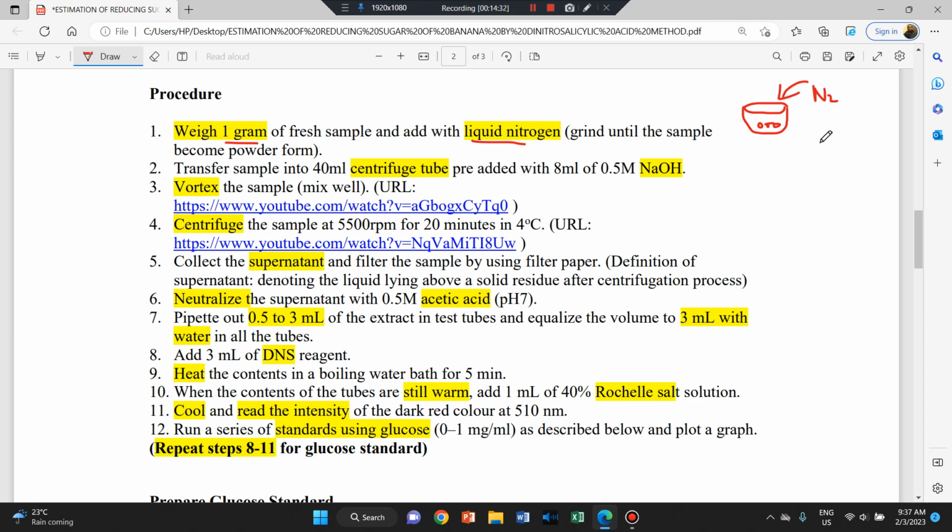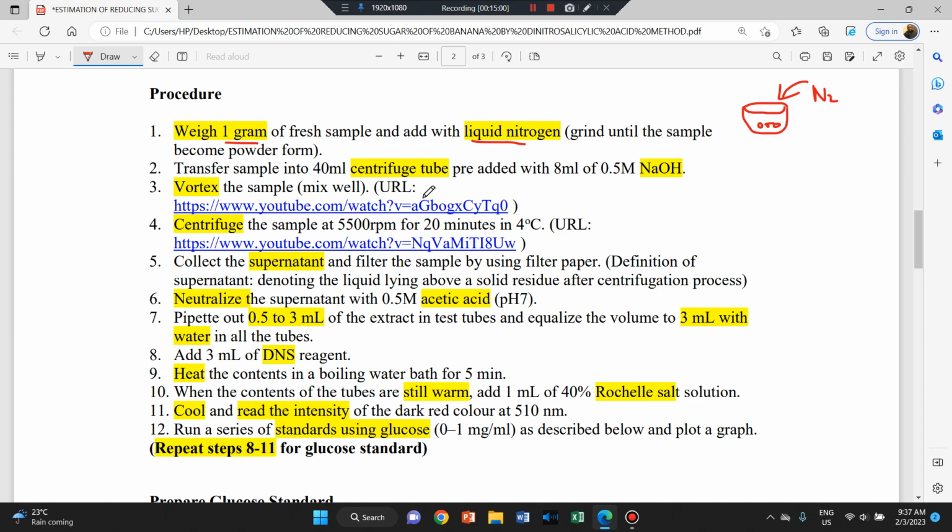It is a very low temperature, so you must be careful not to expose it to yourself. If not, it will be harmful. Normally this is done by the technical officer. After that, you have to grind it using the pestle and mortar, and hopefully it will be crushed, exposing the content.